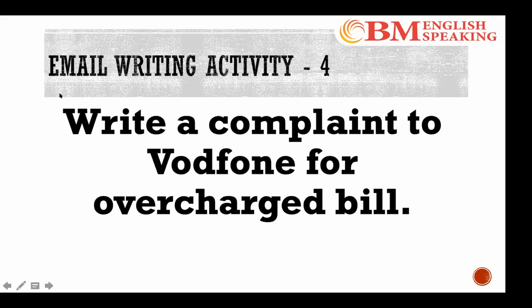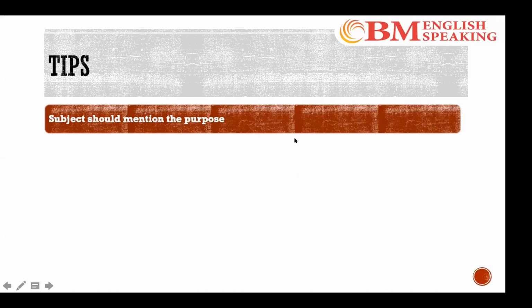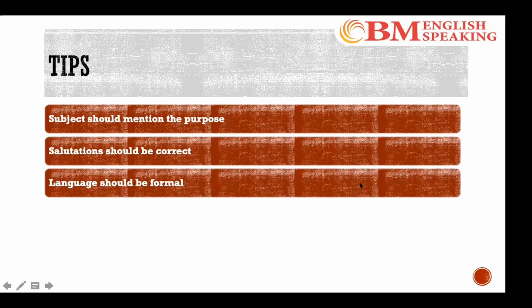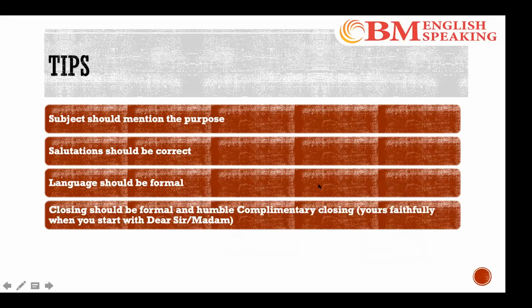Yeah. So now I'll not be able to revise our remaining emails. Okay, we can do it later in case you want it. So some more tips, just to repeat some of them and emphasize them. Subject should mention the purpose why you are writing this email. Salutations should be correct: Dear Mr., Mrs. and last name, or Dear, the first name and comma. Language should be formal. Closing should be formal and humble. Complimentary closing. Okay. Fine.